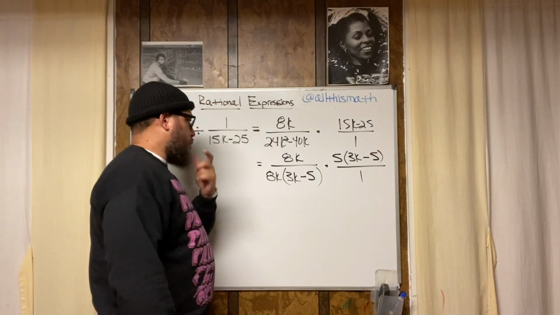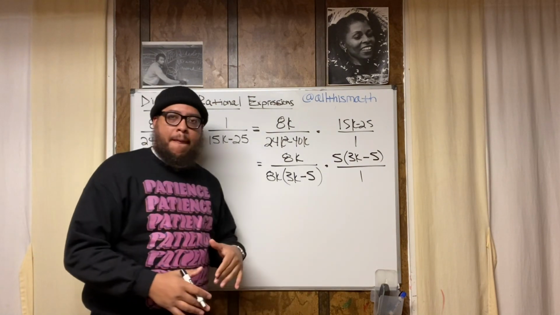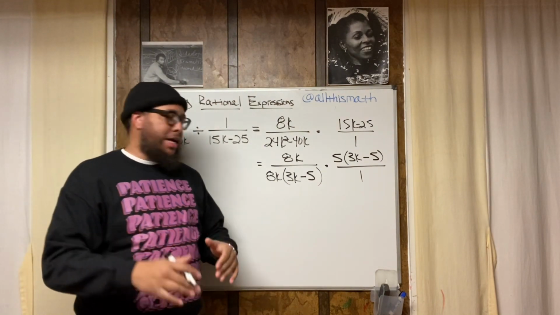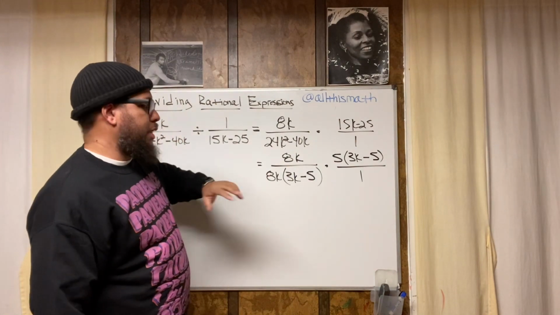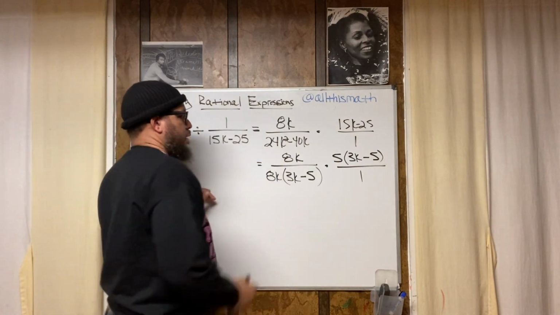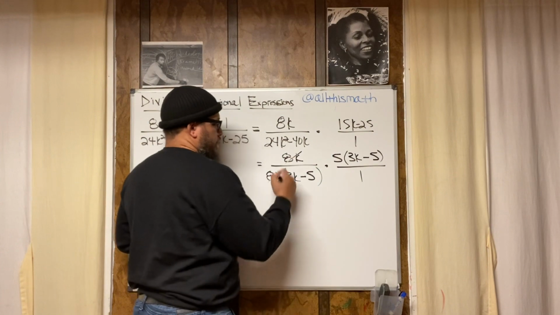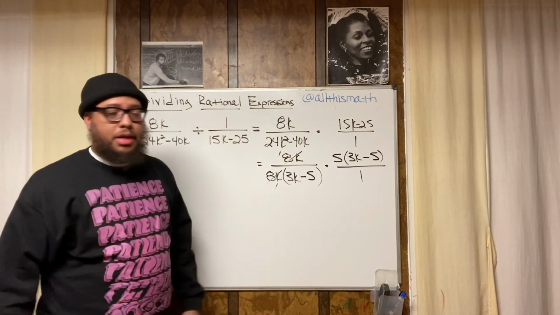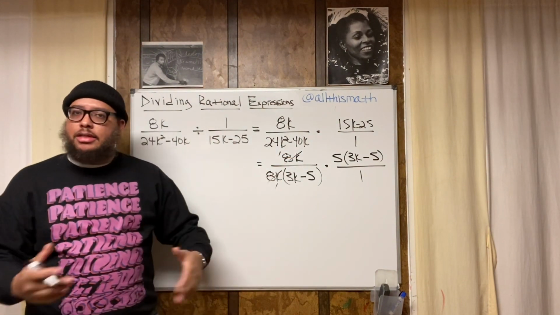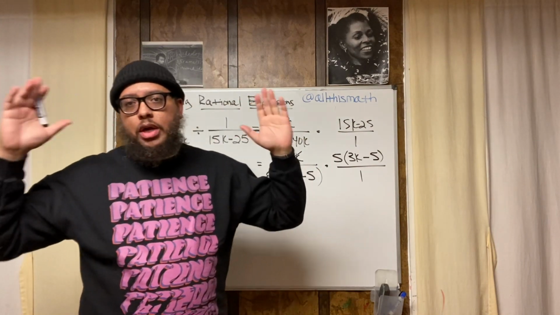So now what I'm doing is I'm looking for things that are the same or that can be reduced or divided by each other. So immediately, I see 8k and 8k. Boom, cross them out. They turn into 1s because they're the same thing. That's like saying 8k divided by 8k. Anytime you divide something by the same thing, it's always 1.